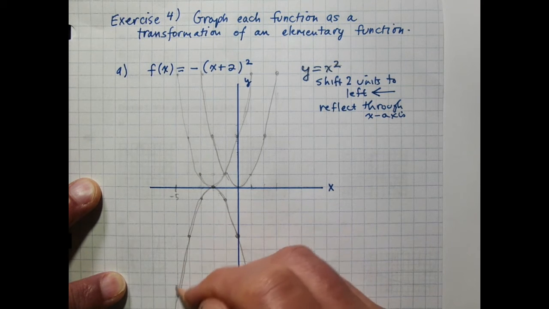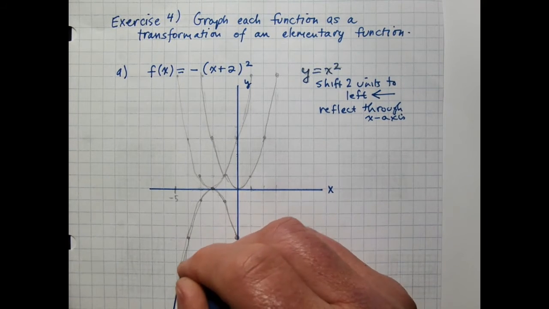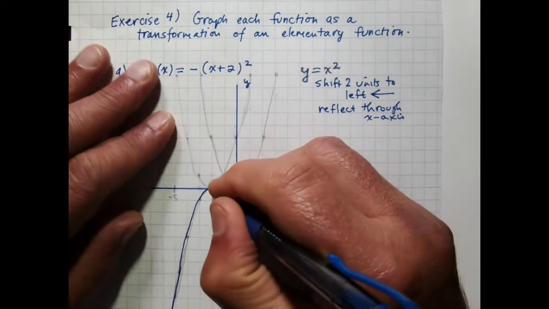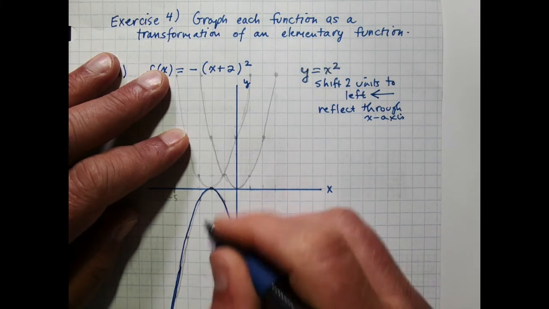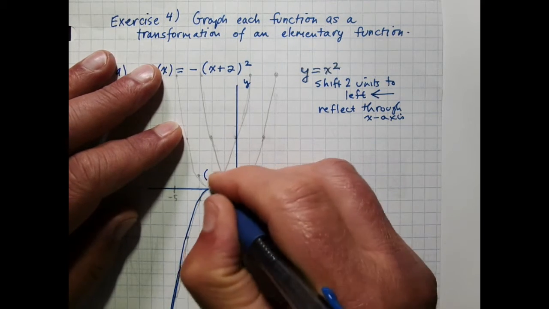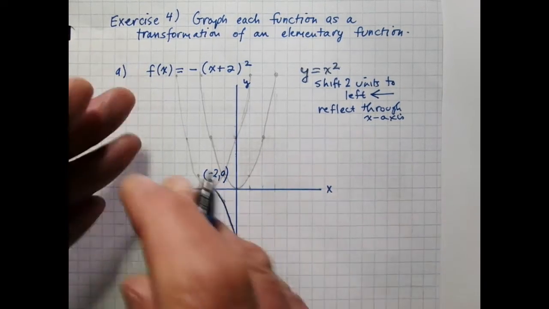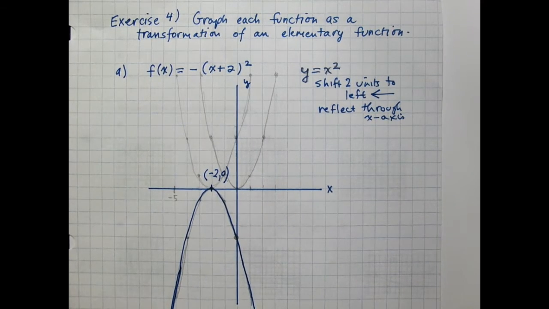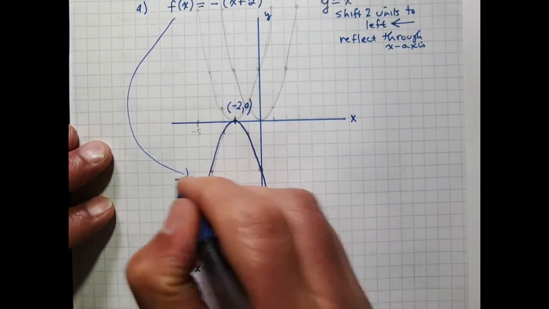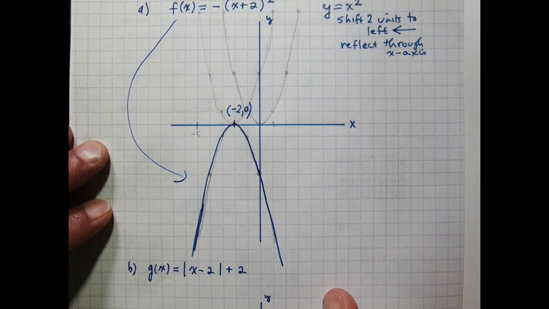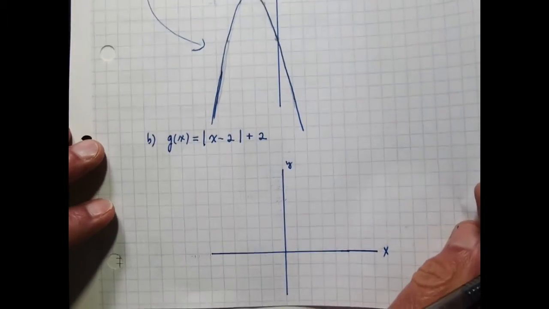So I'm being sort of picky here about points, but let's get our final graph in blue. Pretty good. And notice that the most important point here is to get down that negative 2, 0, to get the shape curving downward. So the blue is our transformed, our final form of the function f of x equals minus x plus 2 squared. Pretty cool. And now let's do part B.